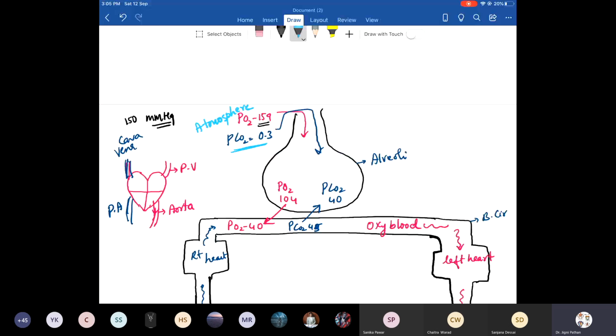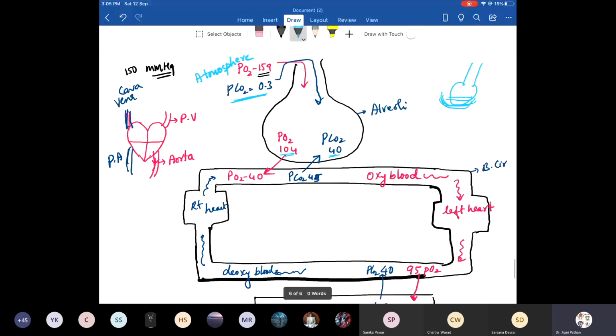When you inhale air, by the time it reaches the alveoli, the partial pressure of oxygen is 104 mmHg and carbon dioxide becomes 40 mmHg. You know the alveoli is surrounded by blood vessels, right? They're surrounded by blood vessels. So, this is one part.